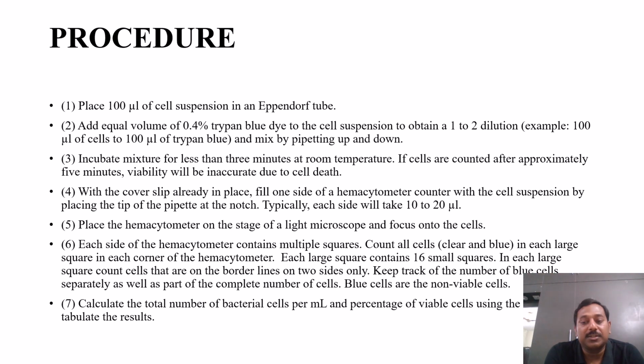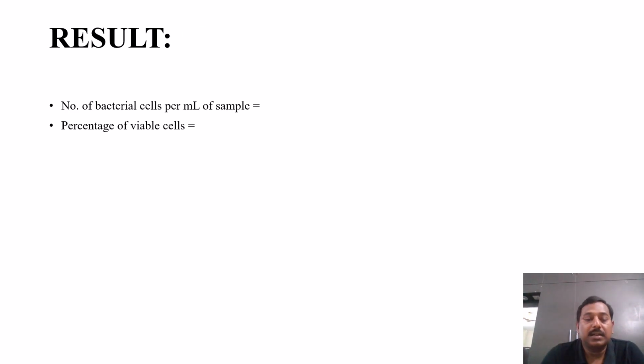In each large square, count cells that are on the border lines on two sides only. Keep track of the number of blue cells separately as well as part of the complete number of cells. Blue cells are the non-viable cells. Calculate the number of bacterial cells per ml and percentage of viable cells using the formula and tabulate the results. And thus, by performing this experiment, you'll be able to calculate the number of bacterial cells per ml of sample and the percentage of viable cells. Thank you.